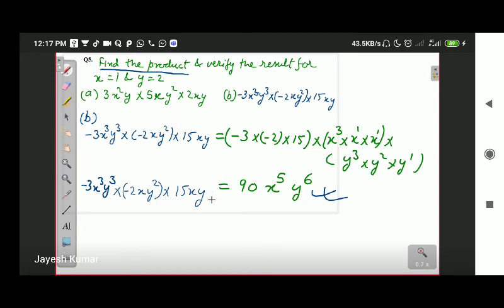Next, what the question is asking is, verify the result for x is equal to 1 and y is equal to 2. Now we have to verify the result as well by putting x is equal to 1 and y is equal to 2. How will we do that? We will verify the result separately for LHS and RHS. This is the left hand side.